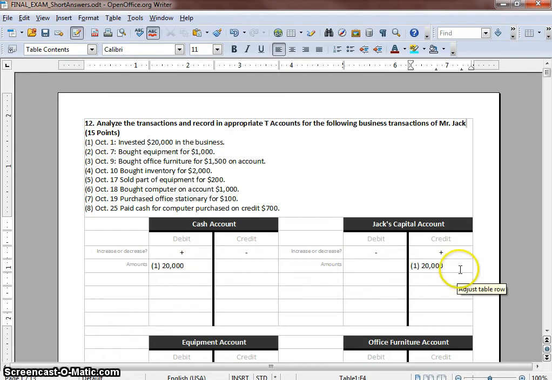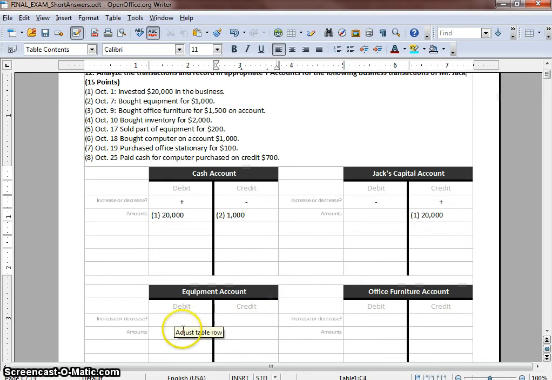We have our debit and we have our credit. So then we look at number two. In the second transaction, we bought equipment for $1,000. So that's going to decrease our cash for bought equipment for $1,000, and it's going to increase our equipment account. So this is still transaction 2, and it's increasing our equipment account by $1,000. So that's how you do this first one.